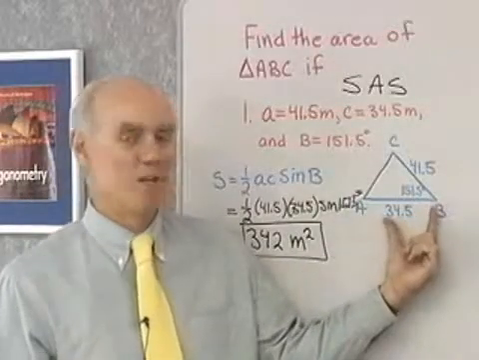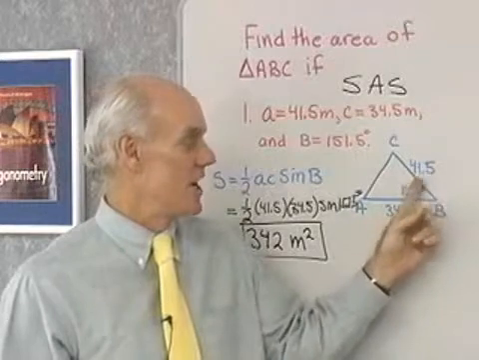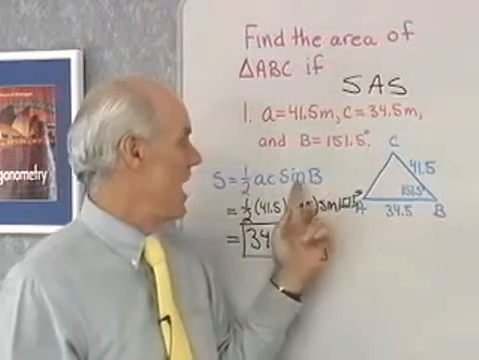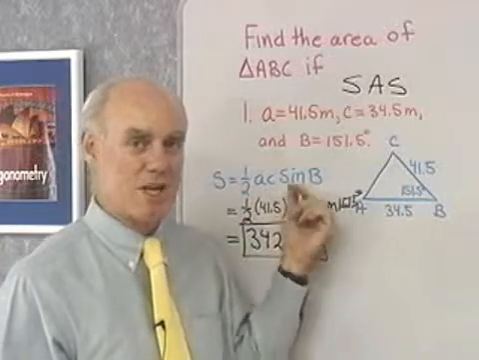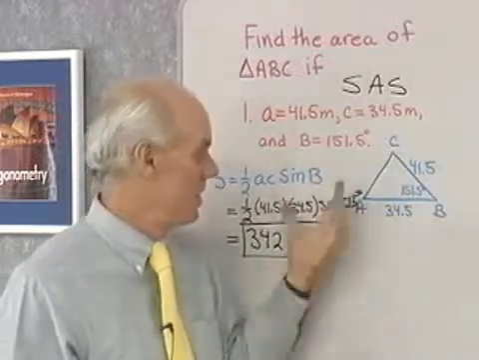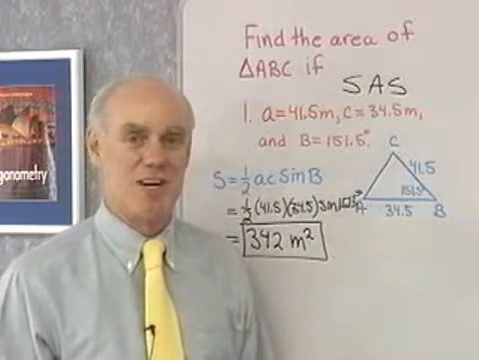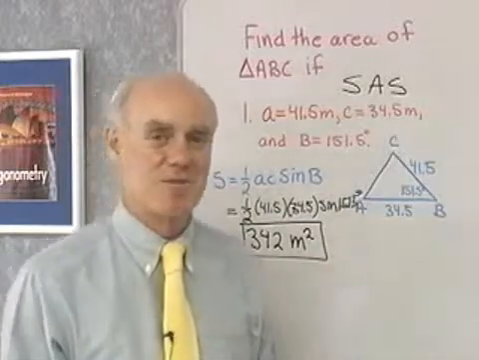I look at the situation right here. I find out it's a side angle side situation. I know that's going to refer to this formula right here. 1/2 the product of the two sides times the sine of the angle between them. The formula and the area of that triangle just falls right out. Let's look at our next problem.